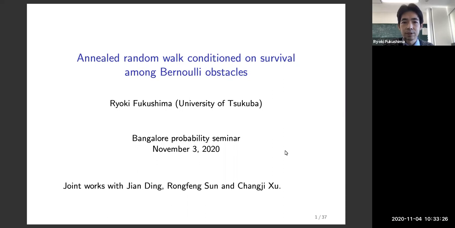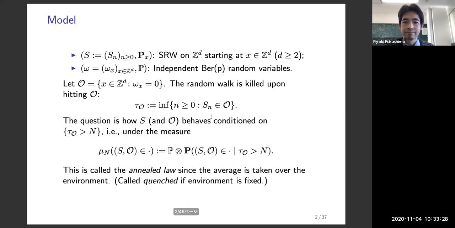So let me start with the setting of the model. The model is very simple. We have only two elements, which are pretty elementary. The first one is a simple random walk on Z^d, which I denote by S_n, and the probability law is denoted by this bold P_x. In most cases, the simple random walk is started from the origin, so we omit this x from the notation, but sometimes it starts from somewhere else.